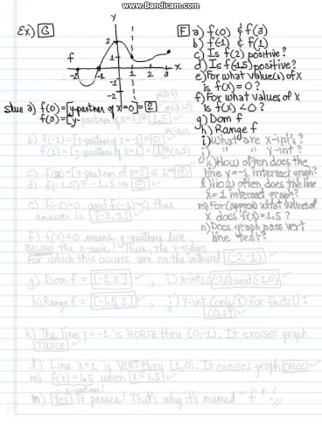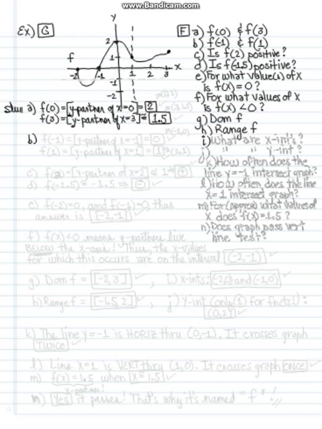Now f of 3 is the y partner of x equals 3. So find the x value 3 and go to the graph and find the y partner. It's at a level between 1 and 2, so it's about 1.5. All right, so we found the y partners.